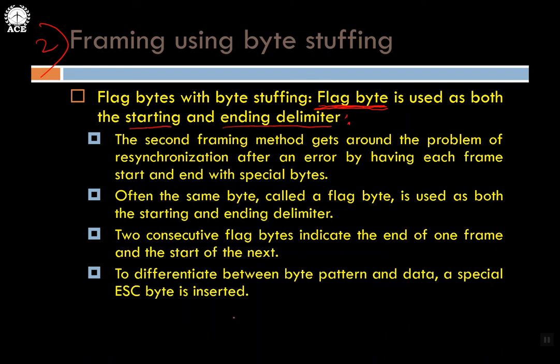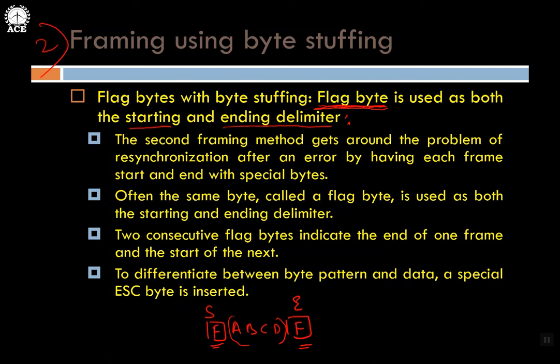Please understand. If I have a frame with characters like A, B, C, D, then I will use this flag as a special character at the start and at the end. That is what is meant by start and end delimiter. Every frame will be encapsulated with the special flag byte to indicate the start and end of the frame. Often the same flag byte is used as both the starting and ending delimiter. So now there should not be any problem of resynchronization which was happening there.